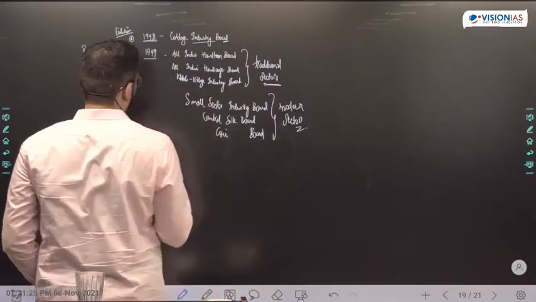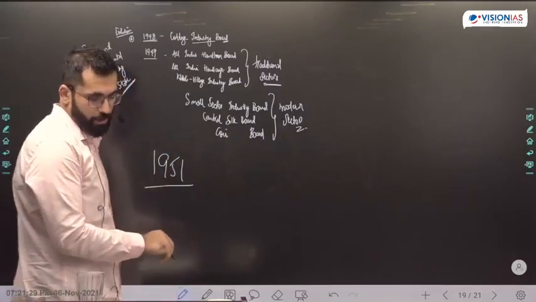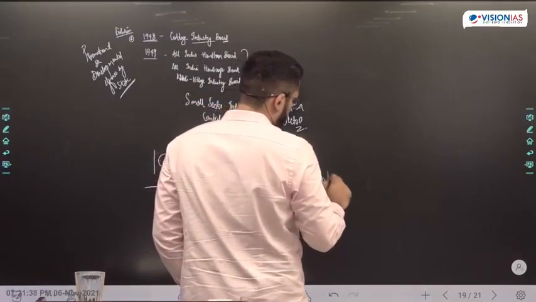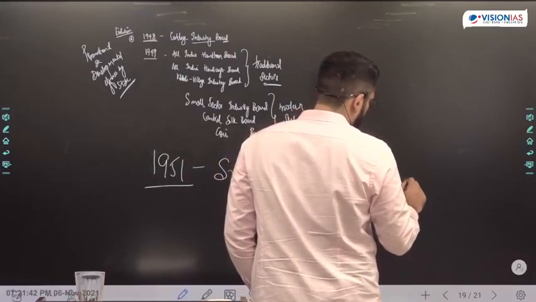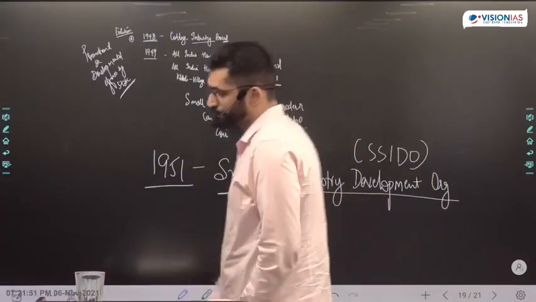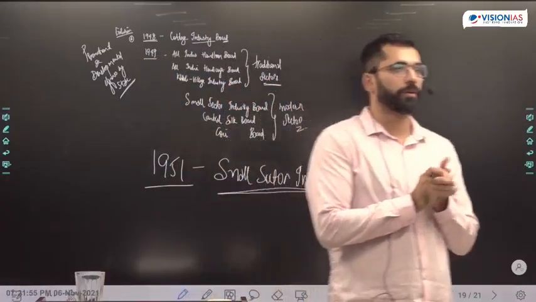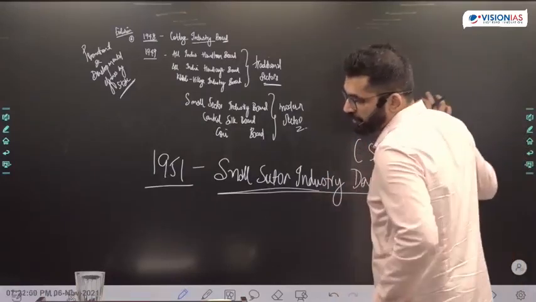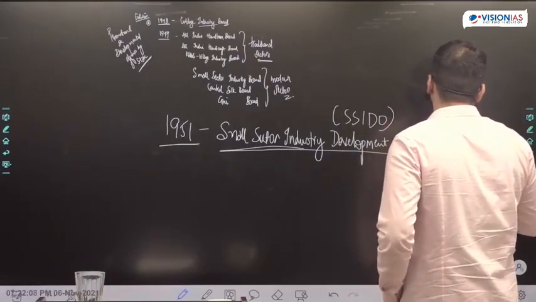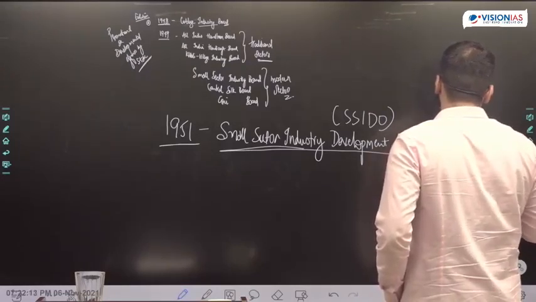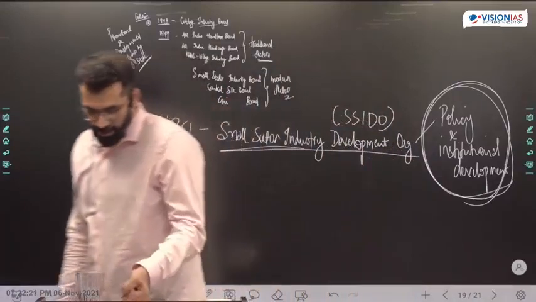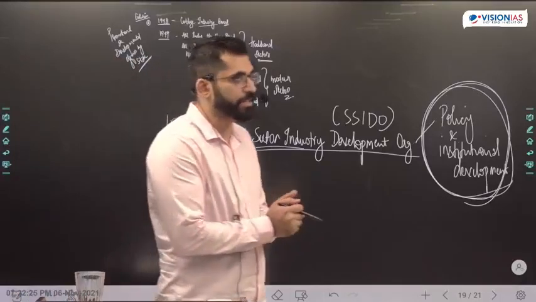Then in 1951, you had the Small Sector Industry Development Organization, the SSIDO. This has now been renamed to MSMEDO. The Small Sector Industry Development Organization is the main body for policy and institutional development. Small sector industry development organization for all policy making and institutional activities in this sector, the SSIDO.